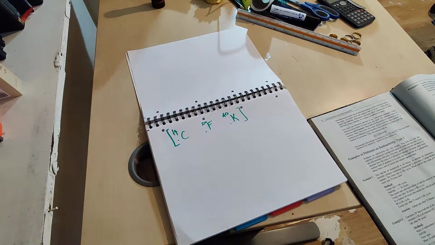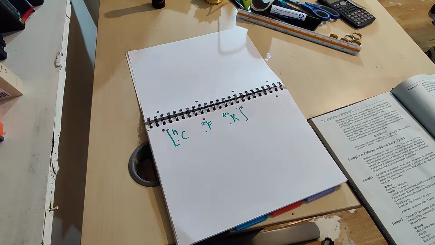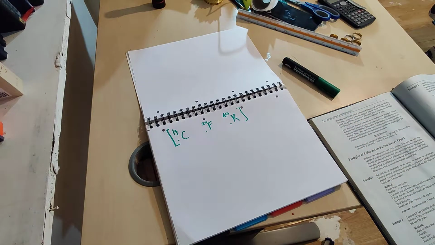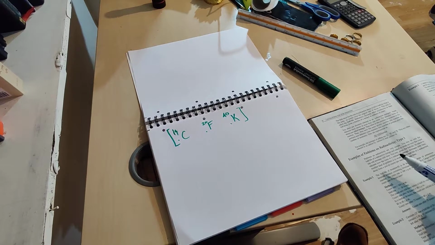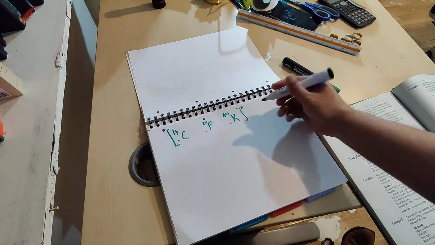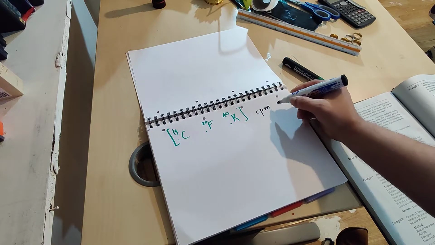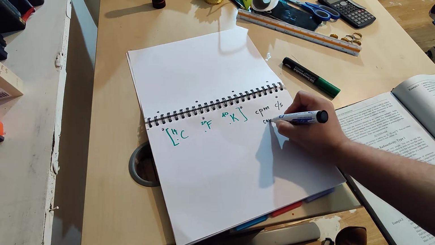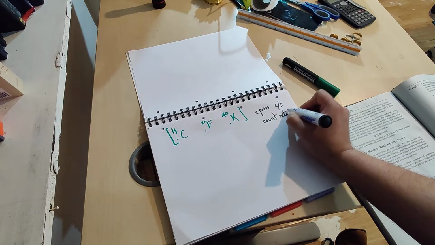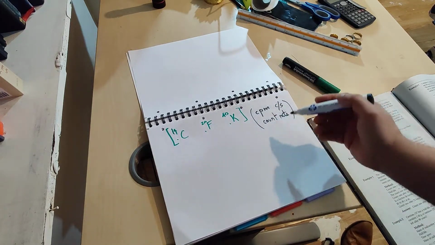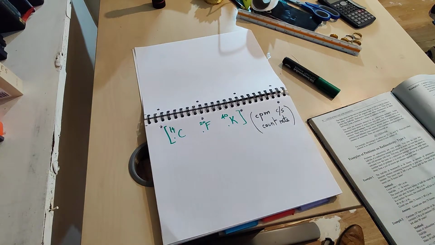The first problem I'm going to do for you is, look, problems in nuclear chemistry are very simple. Please don't be confused and don't be intimidated. You may be told that the half-life of a radioactive isotope is such and such, and you have to work out what the count rate is. Counts per minute, counts per second, count rate.